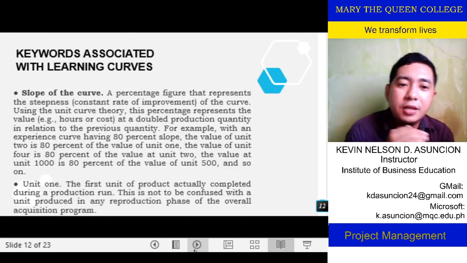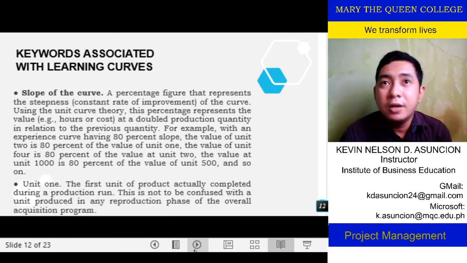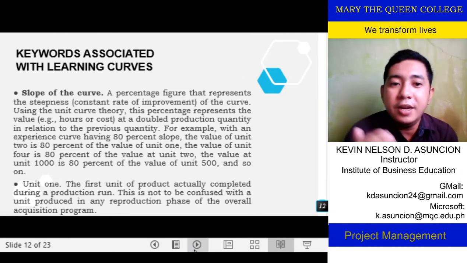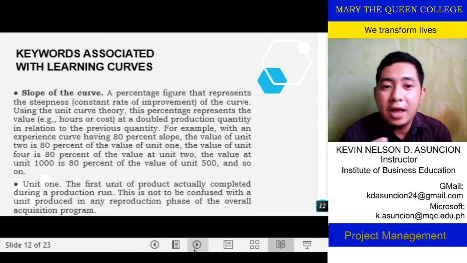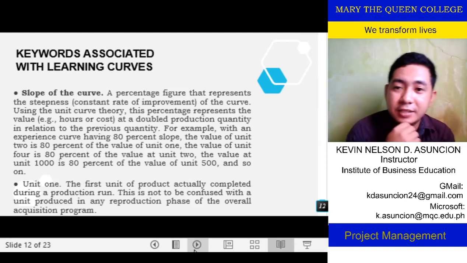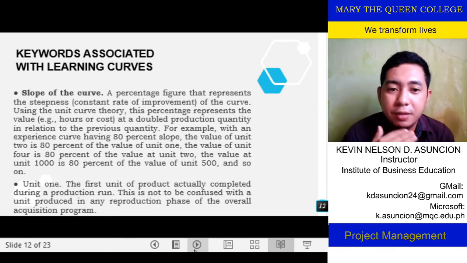So what are the keywords associated with learning curves? The slope of the curve or the rate of learning, or learning rate. Constant rate of improvement. That means ano yung pinaka-average niya on the development. So kanina sa case natin that's 75%. So what's unit 1? So unit 1 is the first unit of product actually completed during the production run.